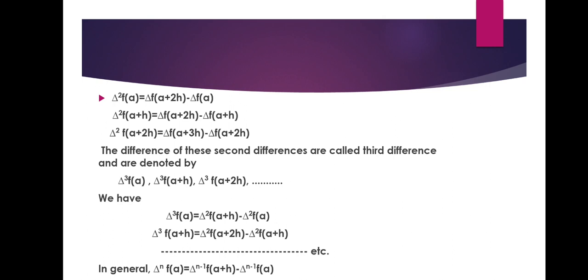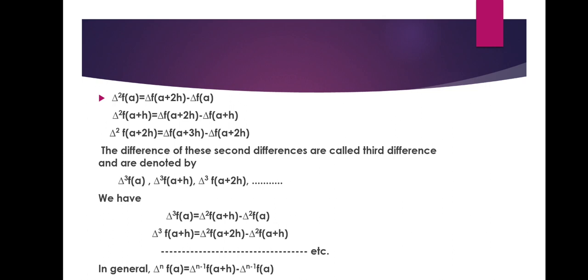Delta cube f of a is the third finite difference. Now delta cube f of a is equal to delta square f of a plus h minus delta square f of a. Delta cube f of a plus h is equal to delta square f of a plus 2h minus delta square f of a plus h, etc.